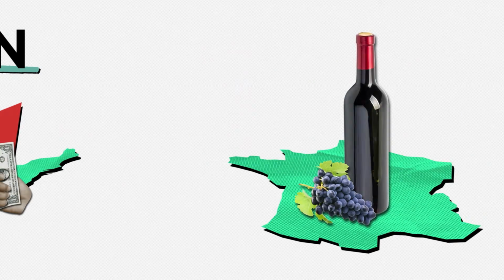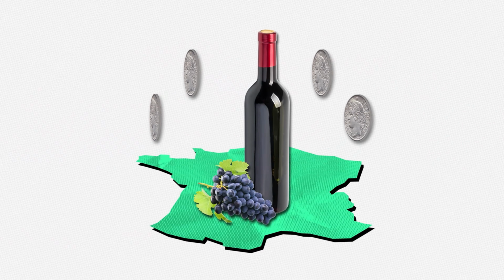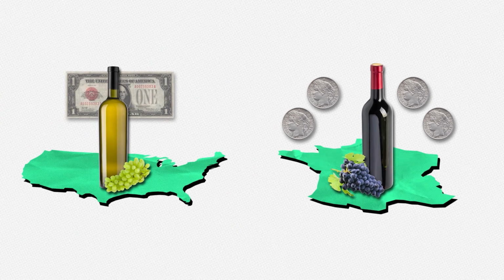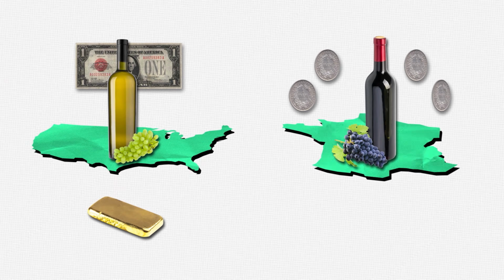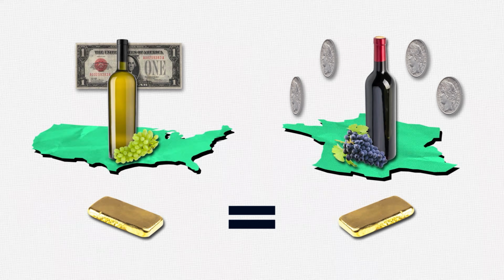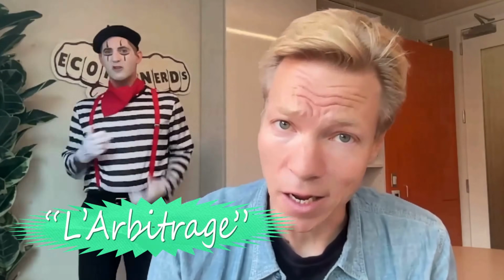In the case of our example, wine prices would have risen to around 4 francs, so now the price between countries are even. Wine costs $1 or 1 ounce of gold in the US, and it costs 4 francs or 1 ounce of gold in the unnamed country. L'arbitrage is légal. This is how it's supposed to work.